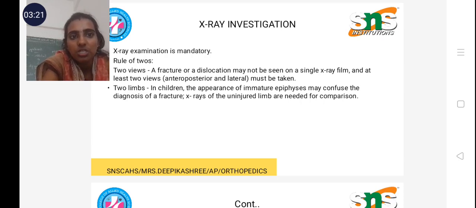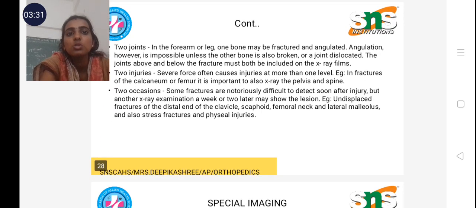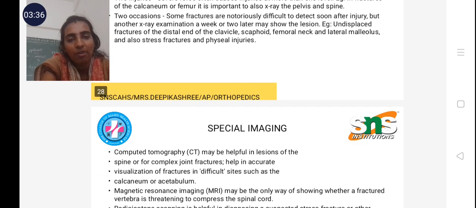Two limbs: in children, the appearance of the immature epiphysis may confuse the diagnosis of a fracture, so an X-ray of the uninjured limb is needed for comparison. And another one is two joints, two injuries, two occasions. These are the main things we have to assess.